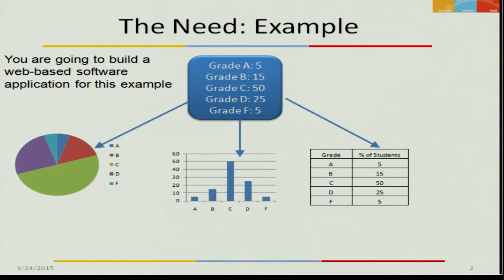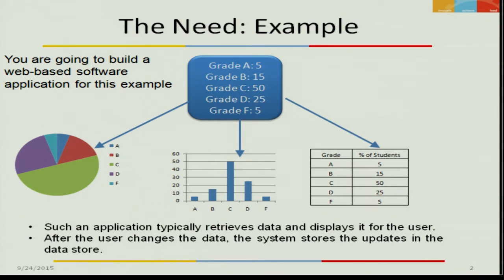Now all the three pieces of information, which is the pie chart, the bar graph or histogram, as well as the table, are all driven from the same data, which is this blue color data, which has this content: grade A is 5, grade B is 15, grade C is 50, grade D is 25, and grade F is 5. From these data you would like to create three different views. So such an application essentially retrieves the data and displays it for the user.